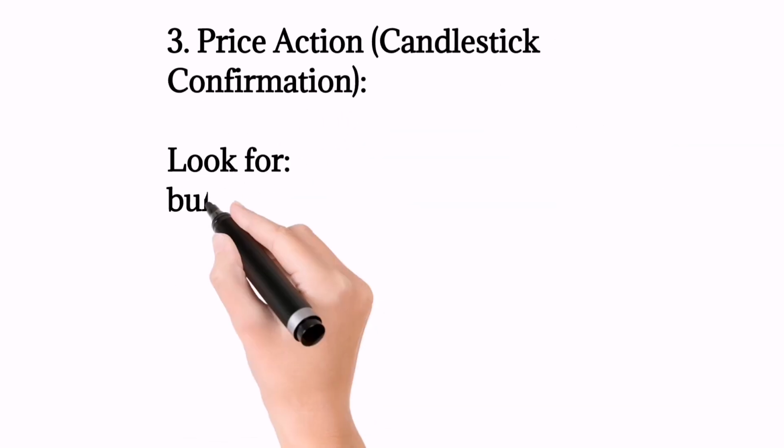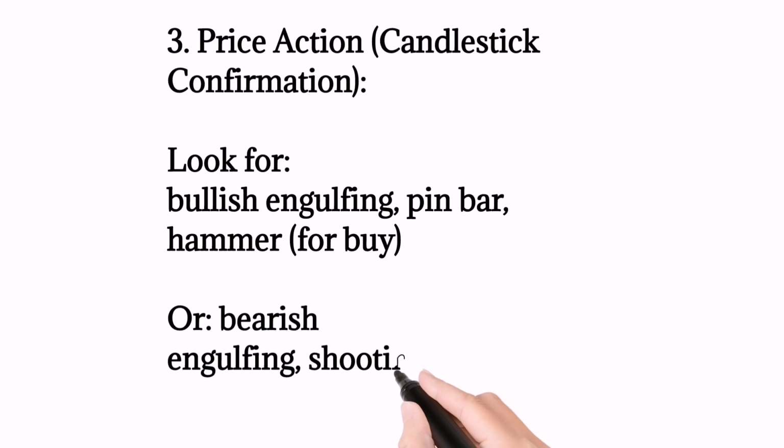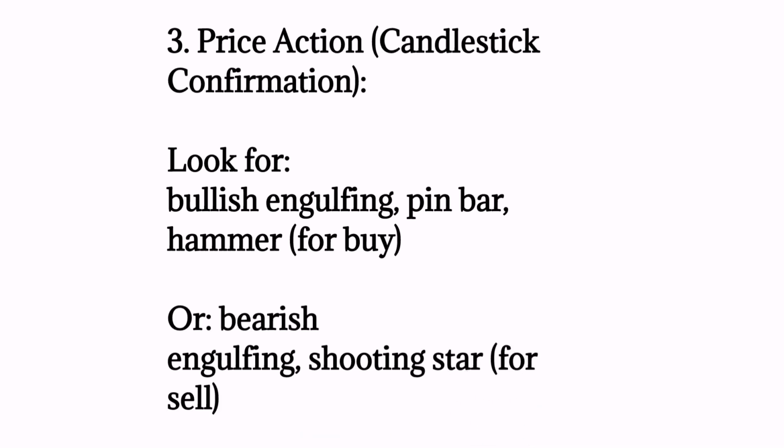3. Price action candlestick confirmation. Look for bullish engulfing, pin bar, hammer for buy, or bearish engulfing, shooting star for sell. These indicators are available on all platforms: TradingView, MetaTrader, Binance, etc.